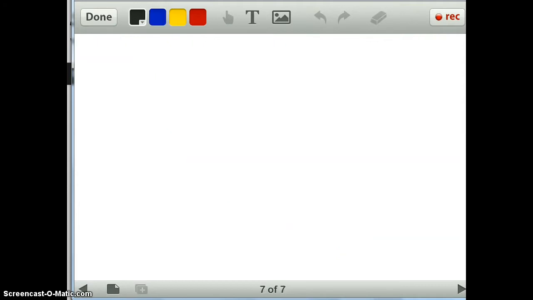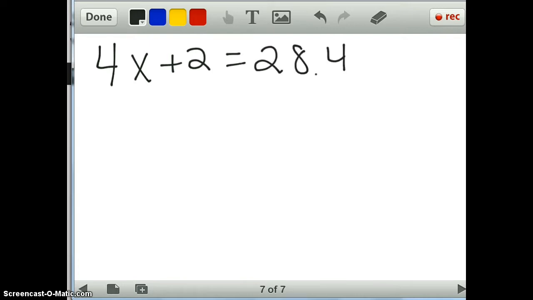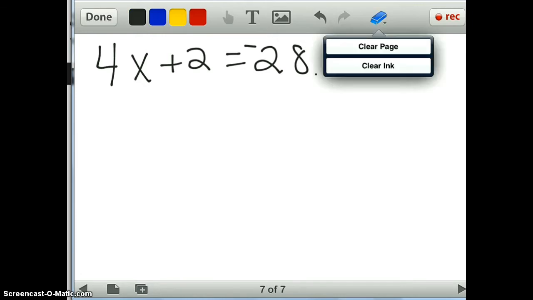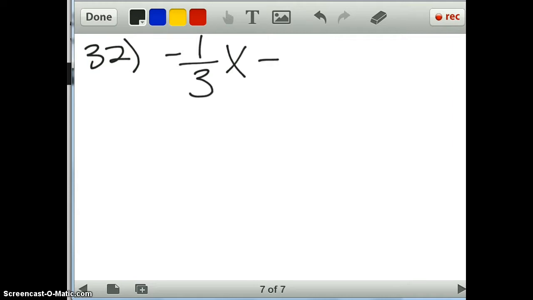Next. 4x plus 2 equals 28.4, but that's a negative. That one, I'm going to leave you to do this whole one on your own because that's just following the same process, and I think that you can do that one. So you can pause and do it, but I'm going to hop on to 32. 32. Negative 1/3 x plus 3 equals negative 1.